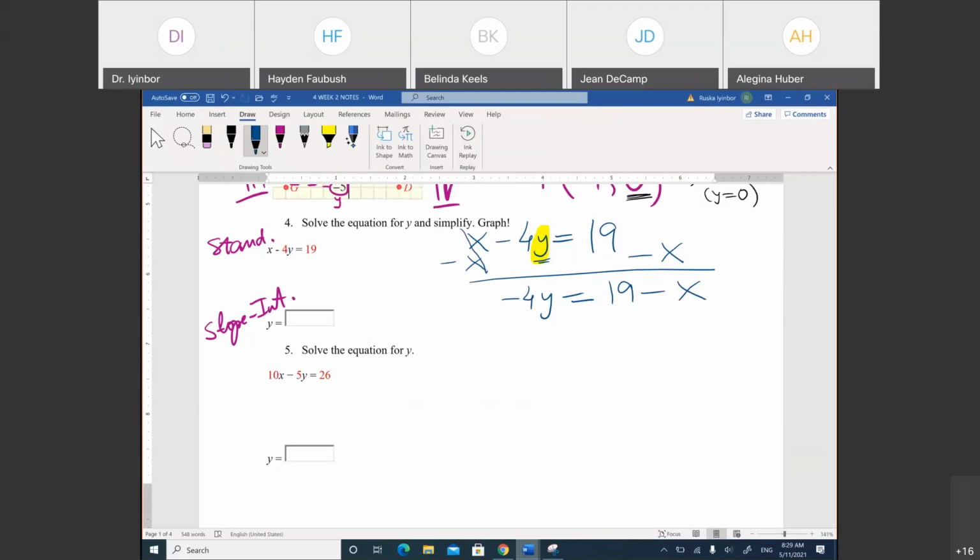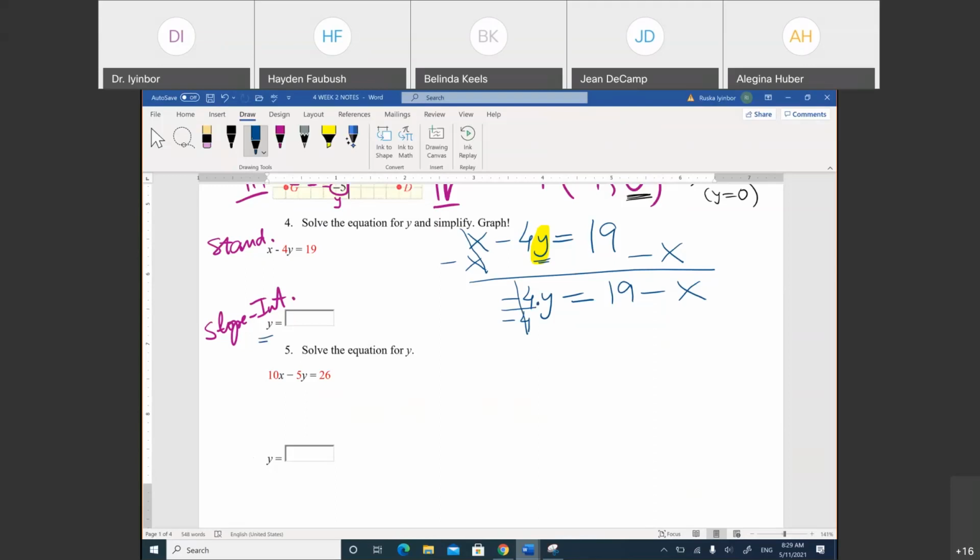So what you need to do to get y by itself, between negative 4 and y, you have multiplication. So what is the operation you're going to do? You're going to divide, right? Divide by negative 4, because negative 4 divided by negative 4 is 1y. That's what you want to get, 1y. So when you divide by negative 4, you have to divide both sides by negative 4.